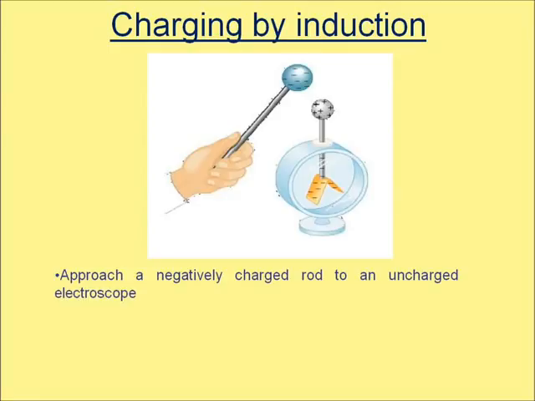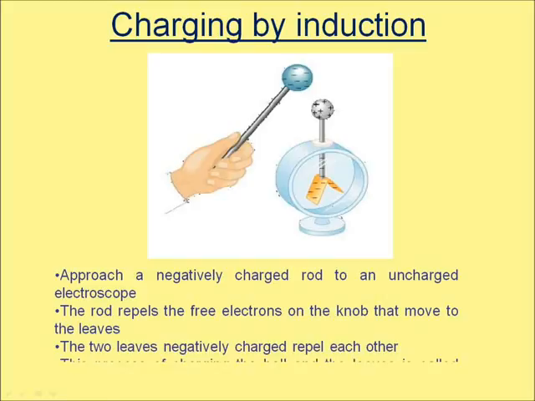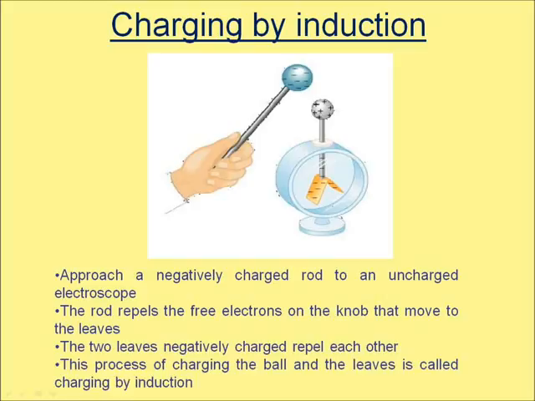Let's bring a negatively charged rod and approach it to the knob of a neutral electroscope. It repels the electrons from the knob toward the two leaves. Then the two leaves, negatively charged, repel each other. This mode of charging the electroscope is called charging by induction, and we call it also charging at a distance, since the negatively charged rod does not touch the knob.